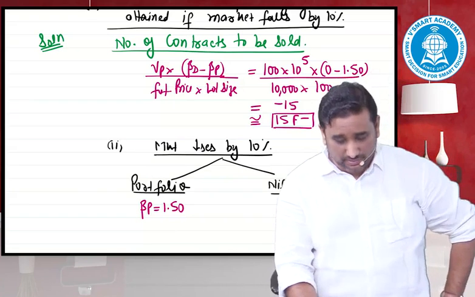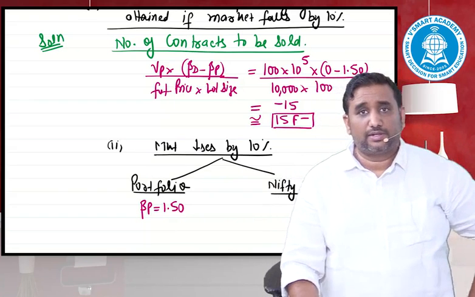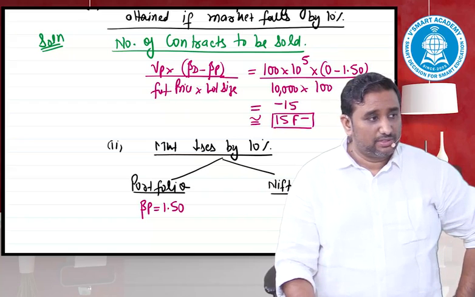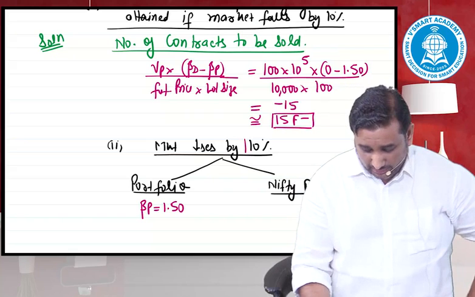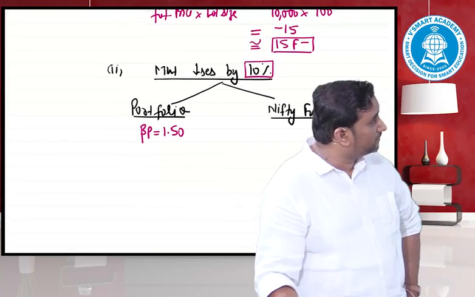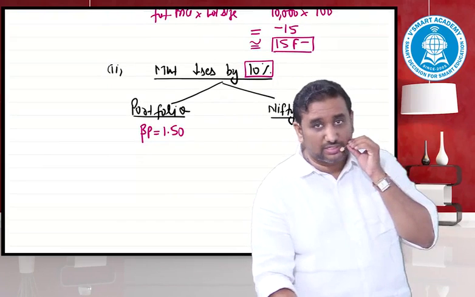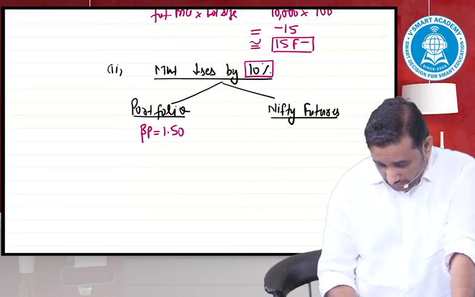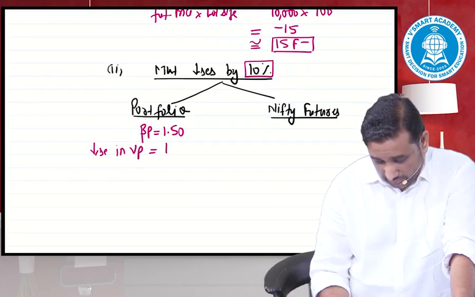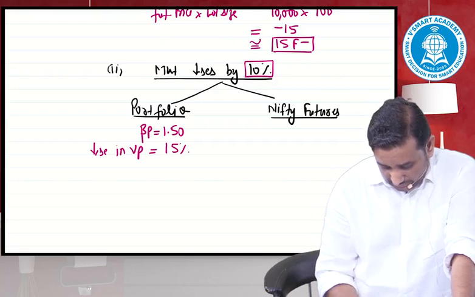10 percent. Market fell by 10 percent. Tell me what would be the impact on your portfolio? Market decreases by 10, your beta is 1.5. Decrease in the portfolio would be what? 15%. Let's put down: decrease in value of portfolio would be equal to 15 percent.